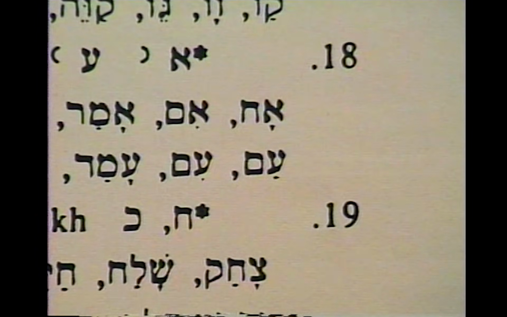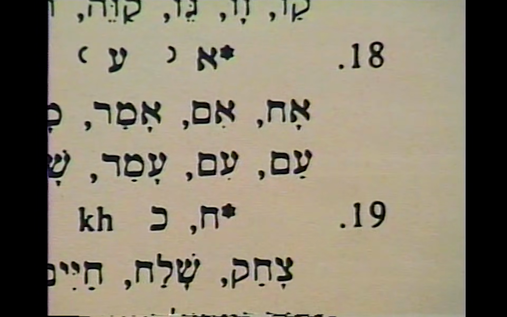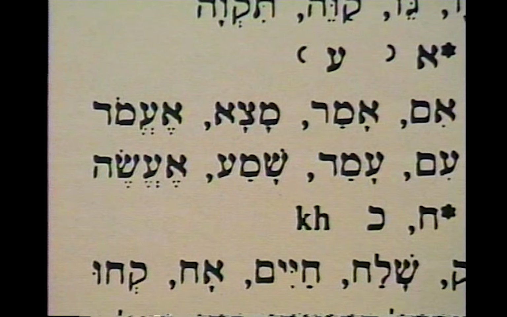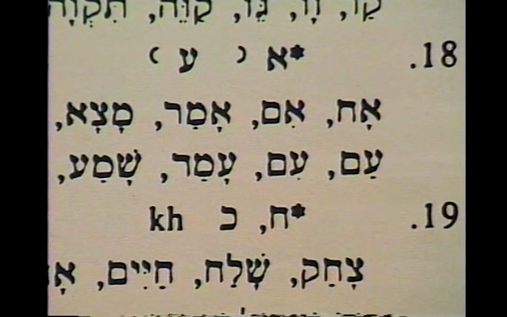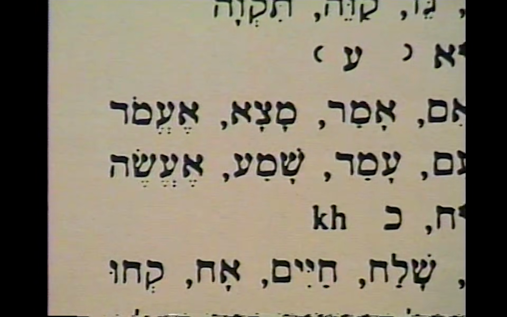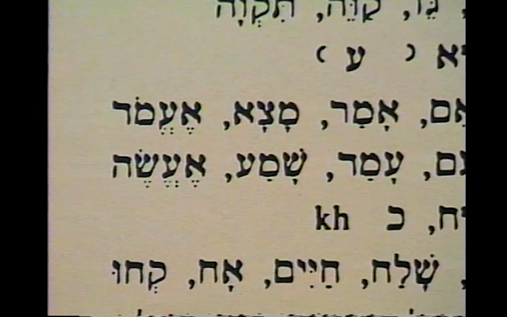Once again, with the aleph and the ayin, basically all we're doing is pronouncing the vowel underneath. Ach, Im, Amar, Matzah, Amod. Next line. Am, then Im, Ahmad, Shama, Aasa. Excuse me, Aase.